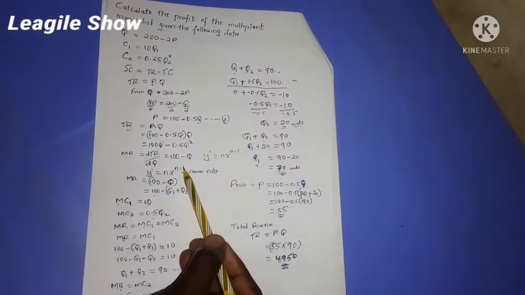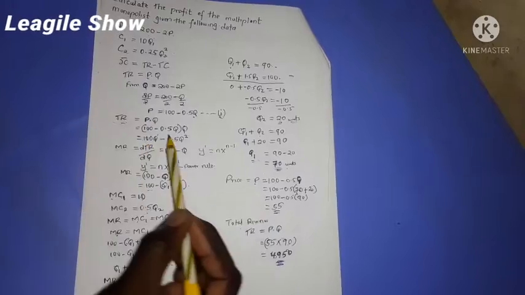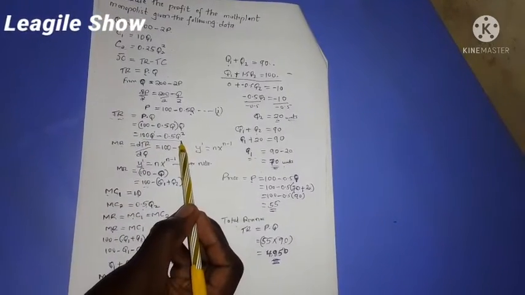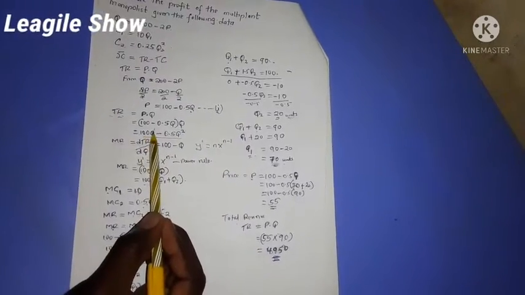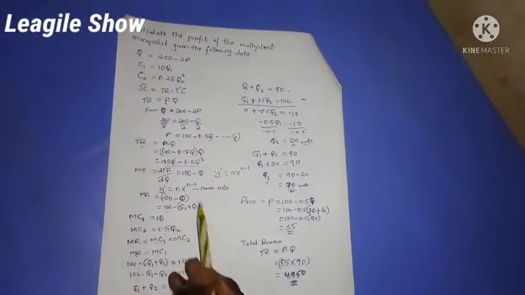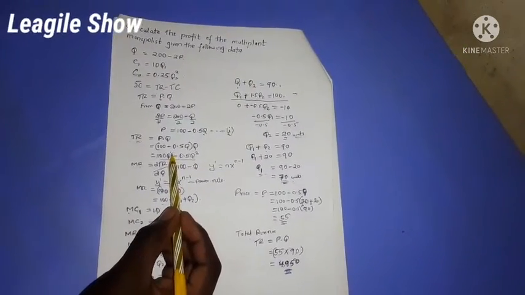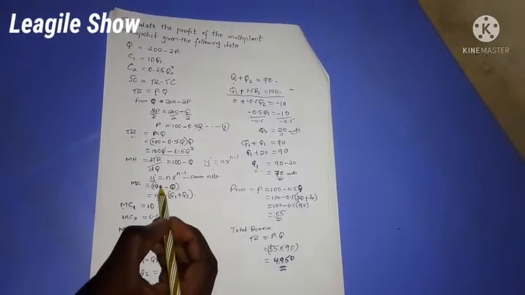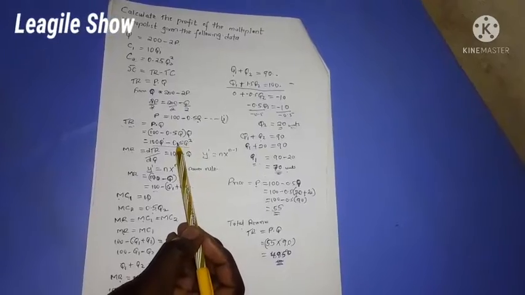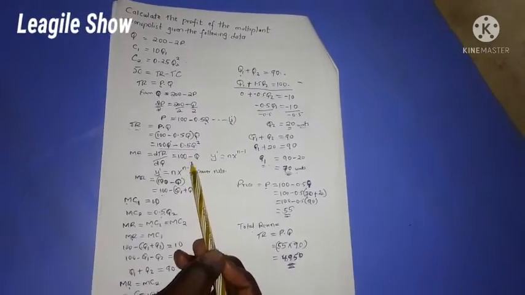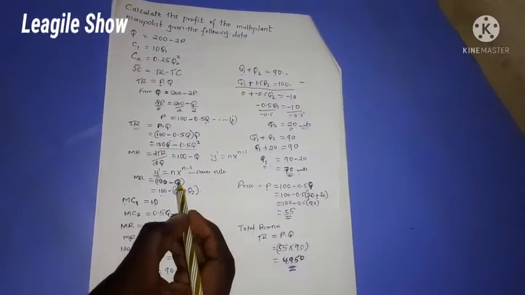So we go back to our total revenue equation, which is here. We are going to differentiate this equation. So that will be 100 times 1, which is the power there, gives us 100. Then q raised to power 1 minus 1 is 0, so q is done with. So we only have 100 there, minus 2 times 0.5, which is 1. Then q is raised to power 2 minus 1, so we remain with only q.